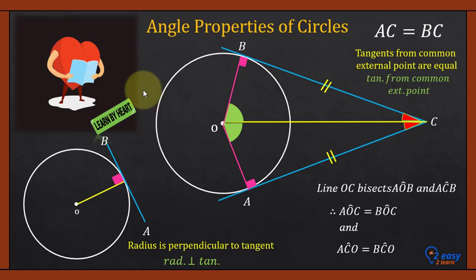Now, this is the learn by heart time. You have to learn these two properties. The radius is perpendicular to the tangent, and for tangents formed from the exterior point, both tangents are equal.